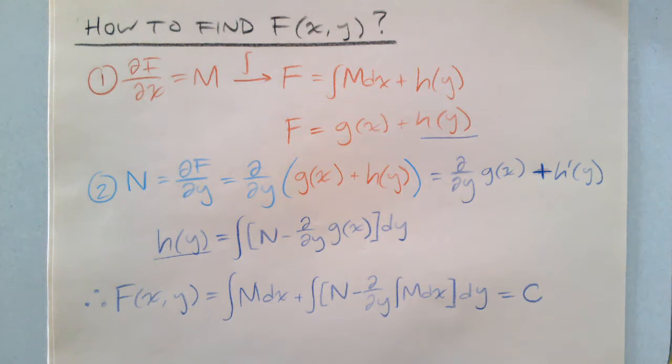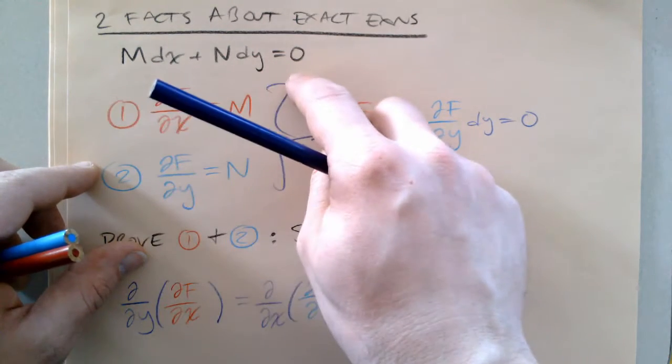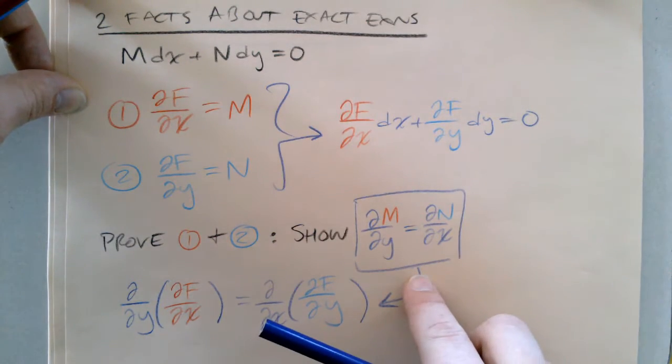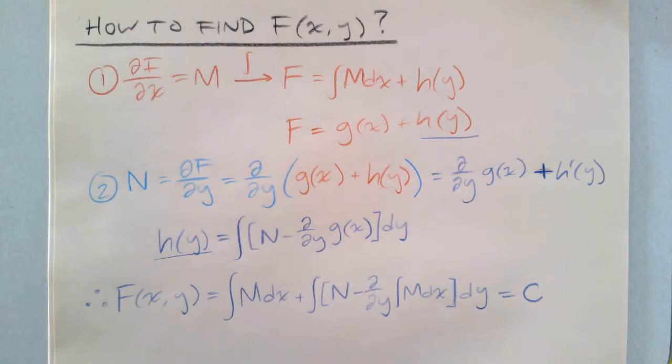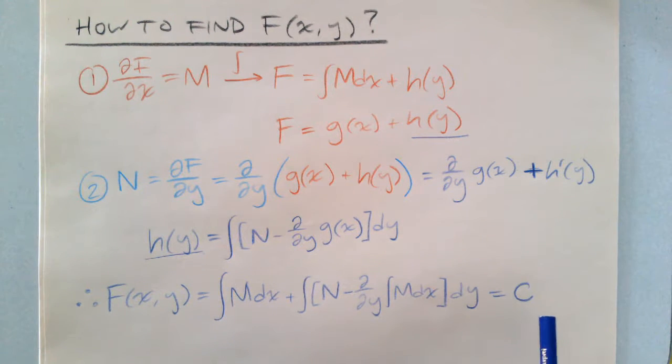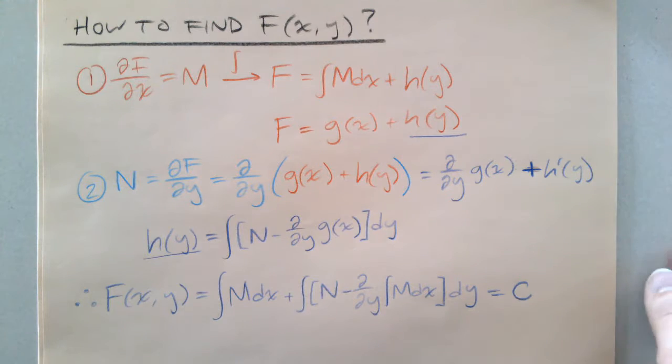But either way you look at it, all you have to do is go back. If your equation is in this exact form, you can prove that it's exact by finding that this is true. And then you can come back here and find your function by plugging in all these values, setting them equal to c, and you'll have a general solution for your exact equation. So let's go through a couple problems.